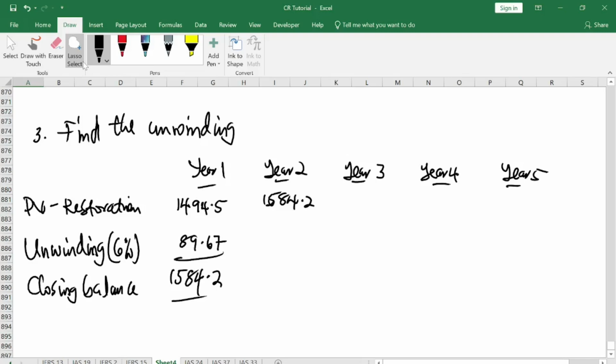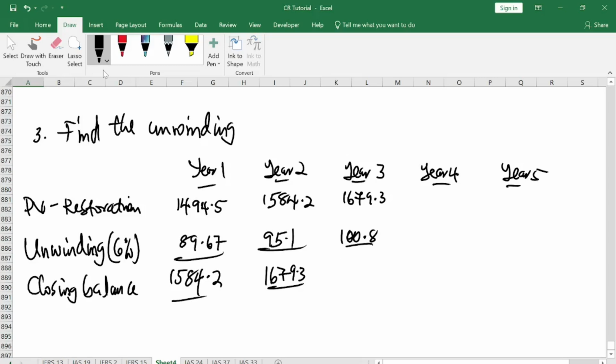1584.2. Then you calculate the unwinding discount on that, 95. So when you add it, that gives you 1679. Now, if you should prepare more than 2 accounting periods, then your closing balance for year 2 will be the opening balance in year 3. And you calculate what, 6% on that? That gives you 100.8.